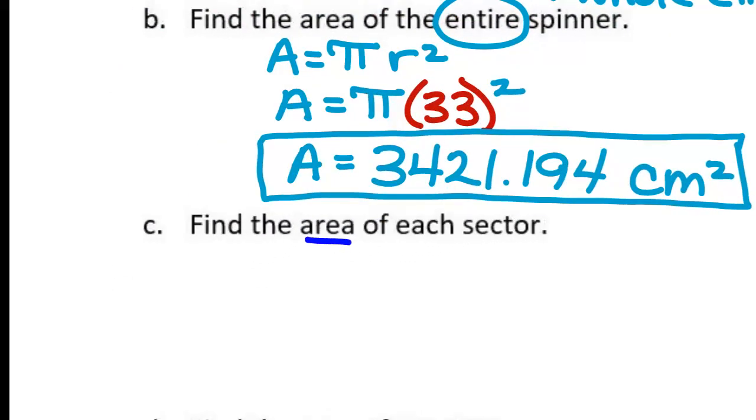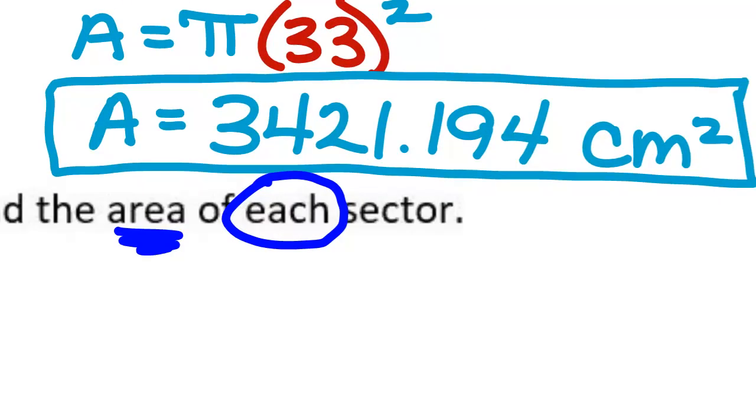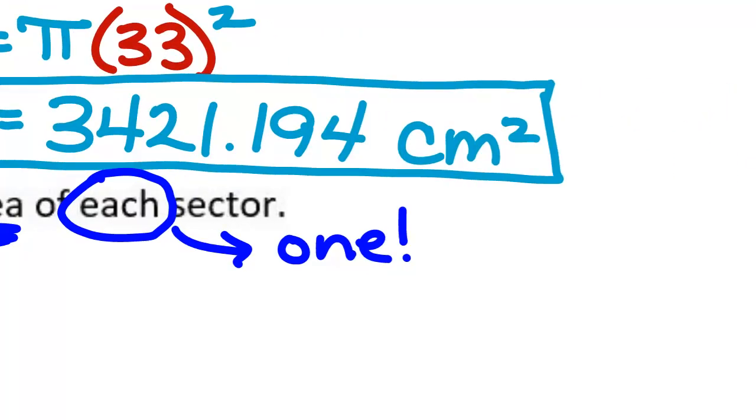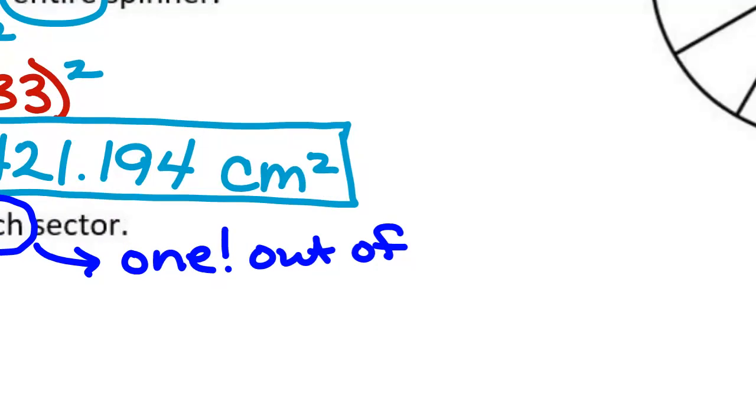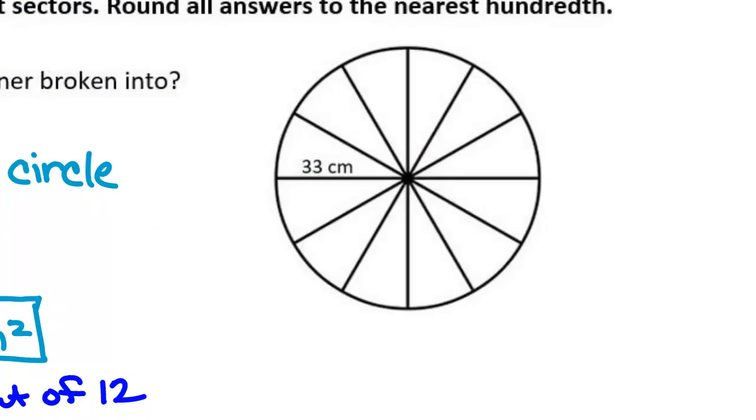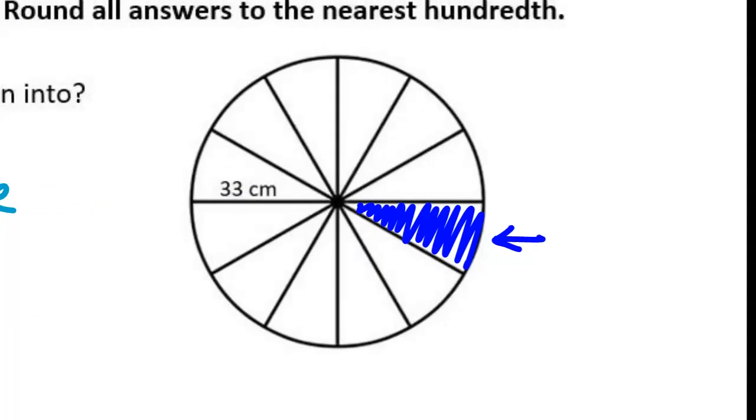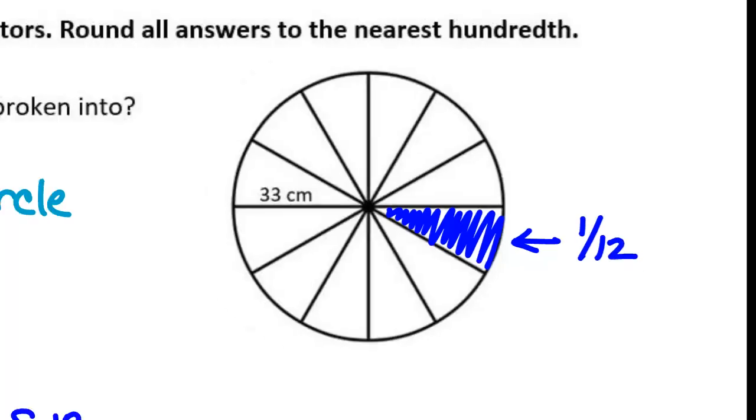Part C says find the area of each sector. If I'm inspecting each sector, how many do I look at a time? 1. So this would be 1 out of how many? Out of 12. So if I'm inspecting each sector, that would be this right here. And so that fraction would be what? 1 over 12, 1/12.